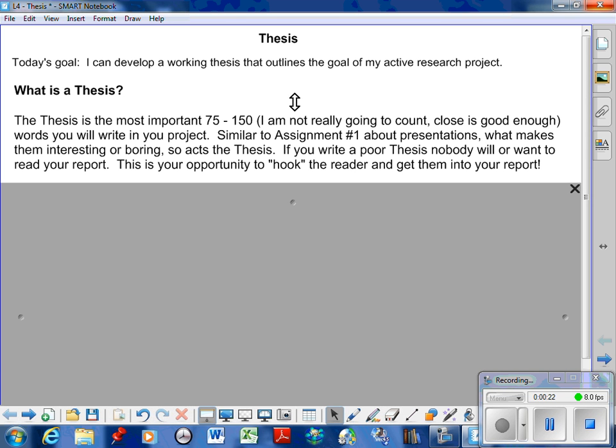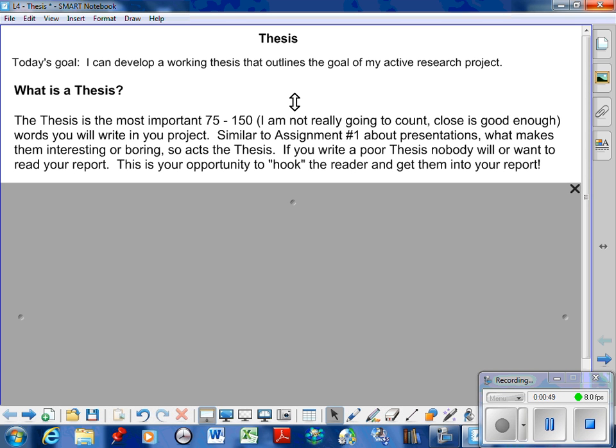And again, I'm not going to sit there counting. If you're at 180, I don't really care that much. But it will fit on one page. All right. This is the most important set of words you're going to write for this project. Because similar to assignment 1 about presentations, what makes them interesting or boring is the same as the thesis. If you write a poor thesis, I will not want to read and therefore assess your project.